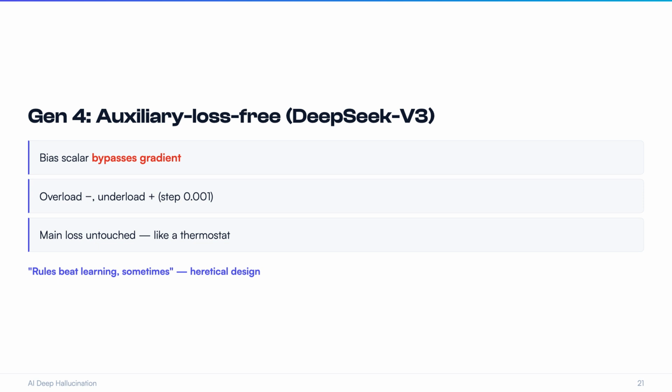Wait, bias bypasses gradient? Isn't deep learning all about end-to-end loss backprop? This sidesteps that? You got it. That's the most heretical part of this design. It admits some things are more efficient done by rules than learned by the model. Experiments show switching back to auxiliary loss consistently drops quality. This is the current go-to choice for mainstream flagships on the load balancing subproblem.